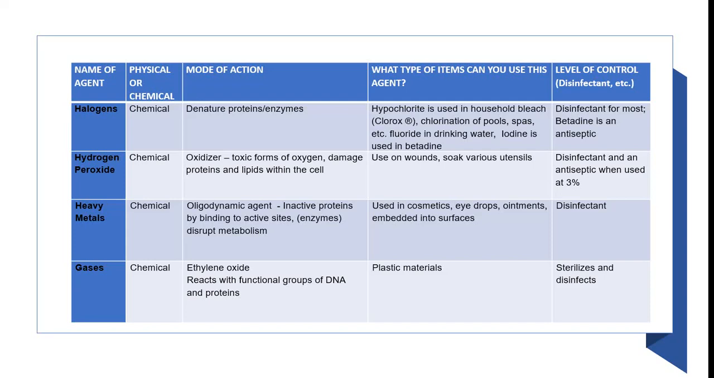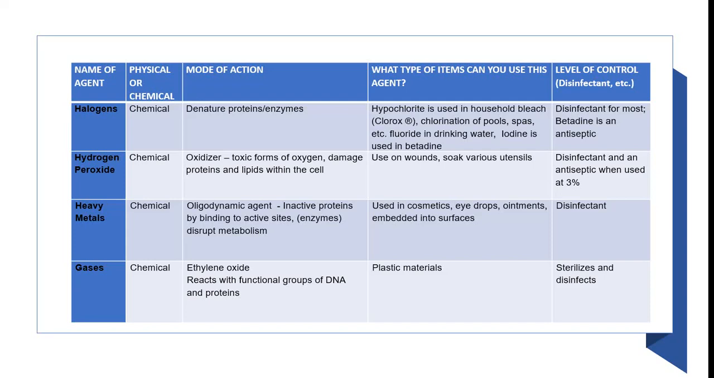Now, how hydrogen peroxide works, no matter what its percentage, is the fact that it's an oxidizer, and it takes the oxygen and converts it into toxic forms. And those toxic forms of oxygen damage proteins and lipids, and you know if you damage the proteins and lipids that you're going to disrupt membranes, metabolic processes, and that can lead to cell death.